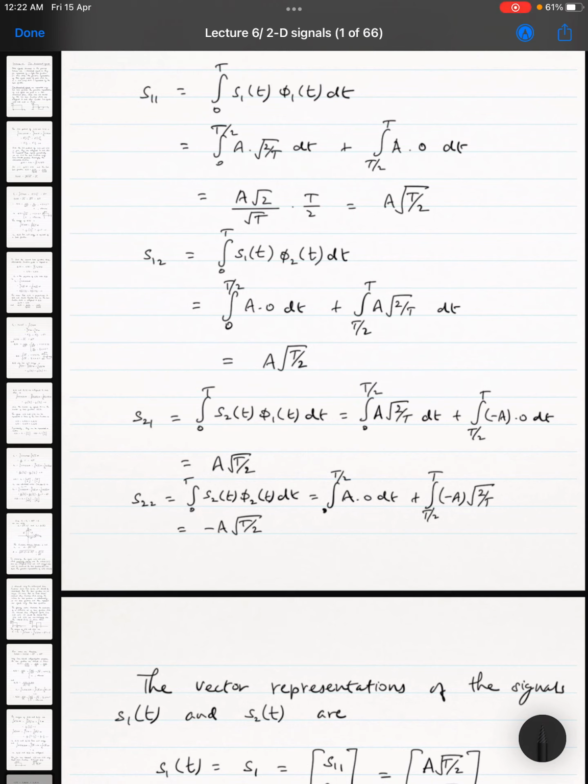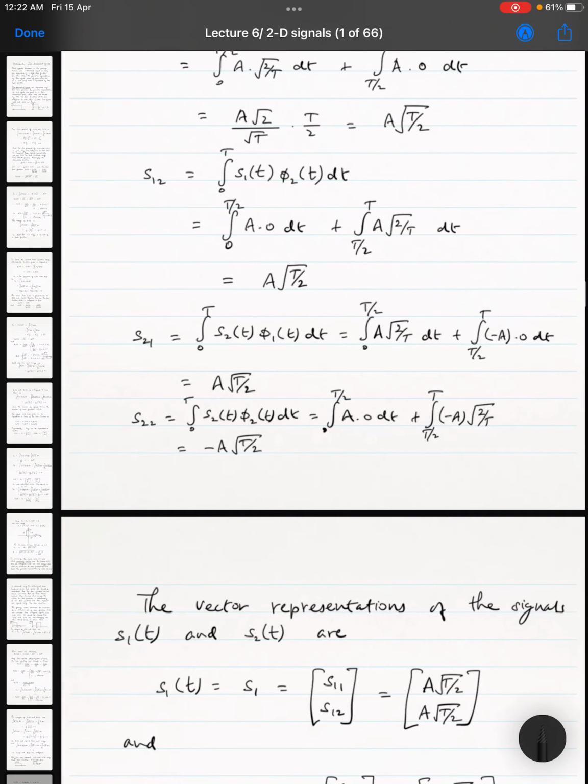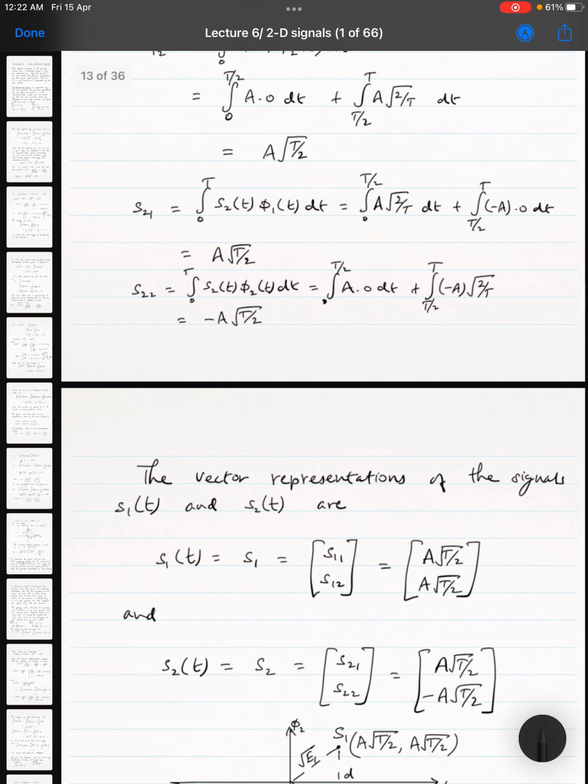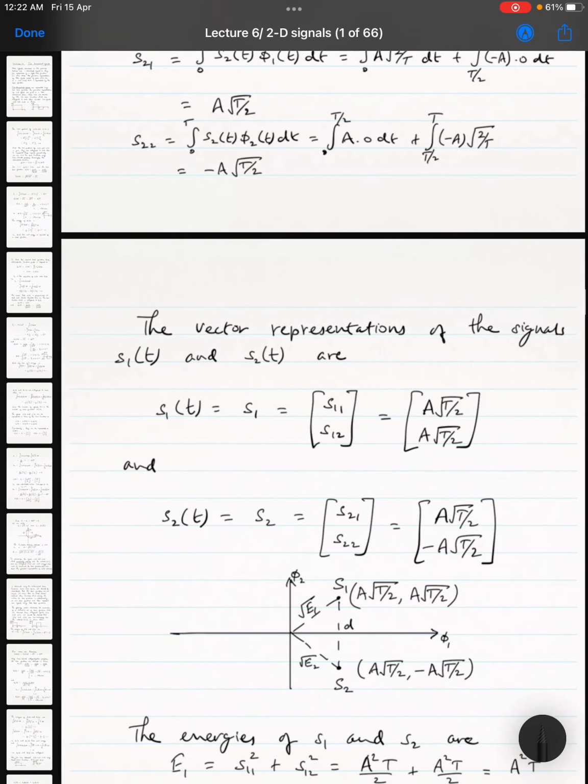We have computed S21 and S22 by taking the dot product between S2 and phi1 and S2 and phi2 respectively, right? So we get these values for these projections. Using these projections, we can now represent our signals S1 of t and S2 of t in terms of their vector notation S1 and S2 by these values that we have computed. Okay, this is the projection of S1 onto the new basis function phi1, the projection of S1 onto the new basis function phi2, and so on.